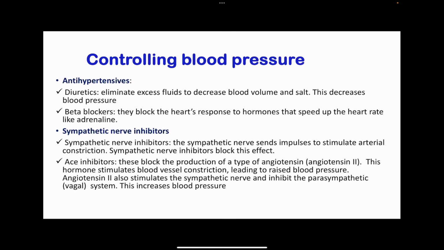The others are ACE inhibitors. These block the production of a type of angiotensin. It's called angiotensin 2. This is a hormone that stimulates blood vessel constriction, leading to a raised blood pressure. Also, angiotensin 2 stimulates the sympathetic nerve, causing the blood pressure to increase, and inhibits the parasympathetic or vagus nerve system, and in turn increases the blood pressure. So if this hormone is not produced in high amounts, this means blood pressure could go down.